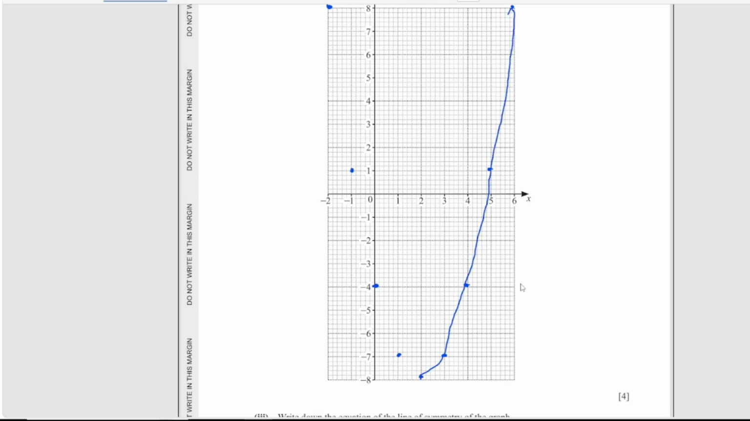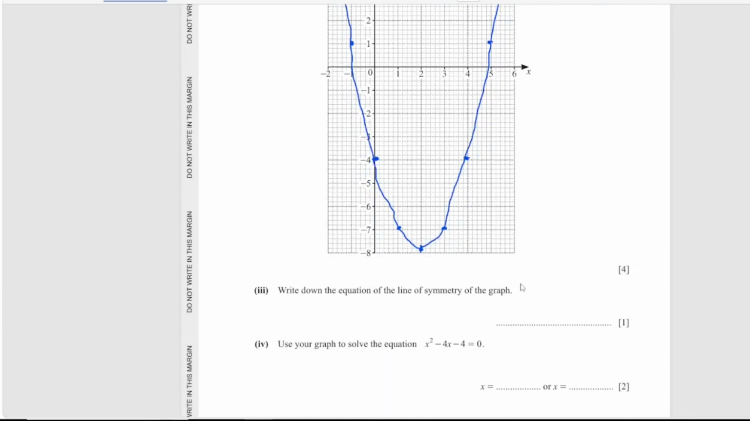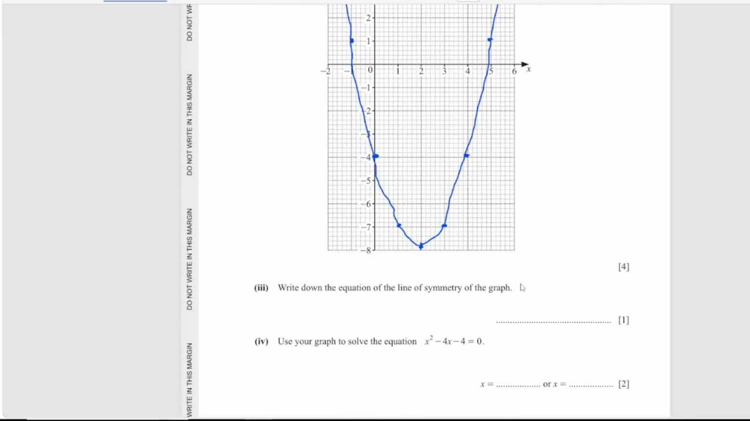Okay, then the next part goes from here through to the point, and it goes. Yes, you always have to forgive me for my lines that are not straight. So our curve is, and sometimes you just need to write the equation. y is equal to x squared minus 4x minus 4. So that's our solution. The next is write down the line of symmetry of the graph, and that is here.